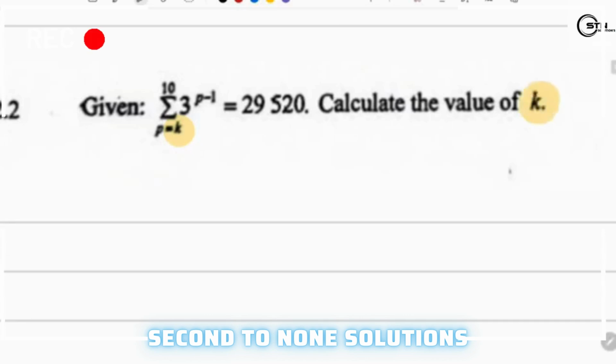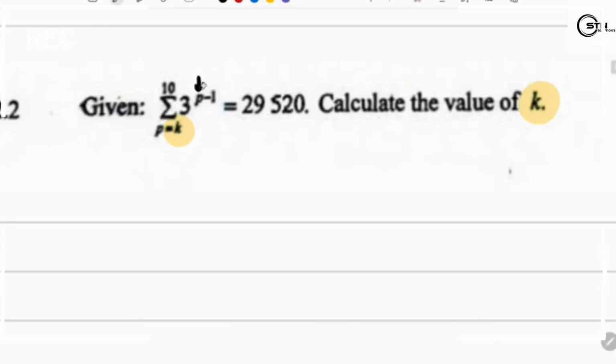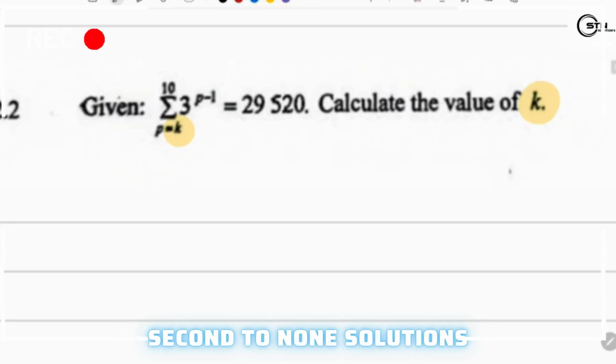So they want you to find k, no problem. Since this is sigma, it's speaking about the sum of a series. And this is the sum of what type of series? Well, you have 3 to the power of p minus 1. And as you can see, your variable is on your exponent. So it means that this is a geometric series.